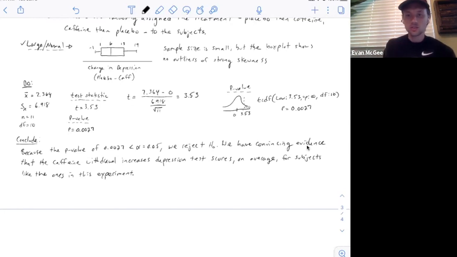Now, I do want you to note that they're drawing this conclusion about subjects like the ones in this experiment. There was no random sample taken, so they can't say this is true for the entire population, for everybody. We can only say it's true for people that were similar to the ones in this experiment, because we didn't take a random sample to draw inference about a larger population. We can only say it's true for people like this, because that's our scope of inference.